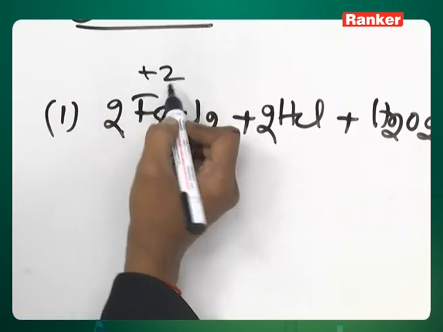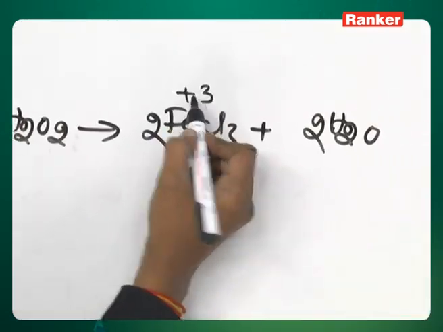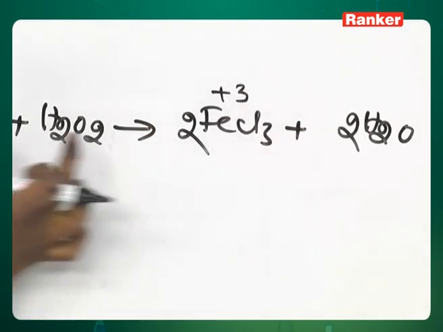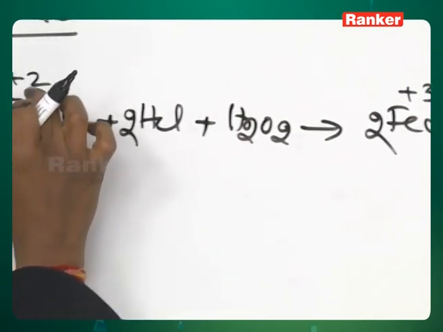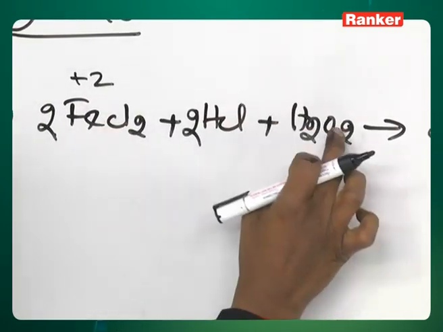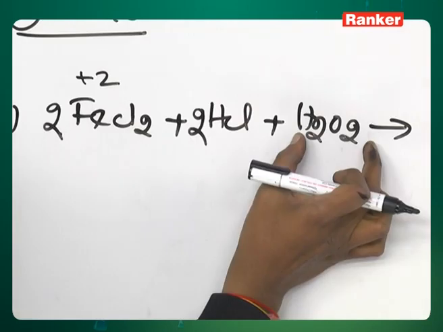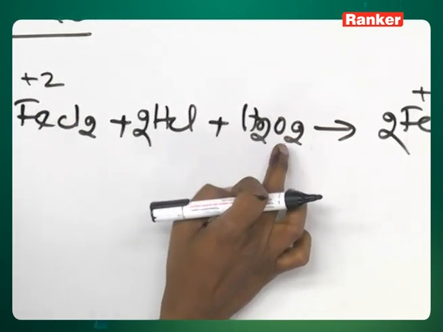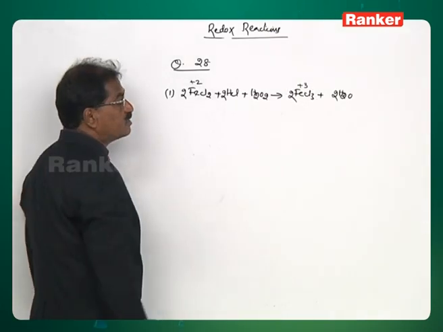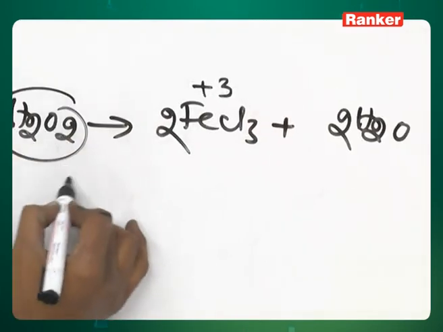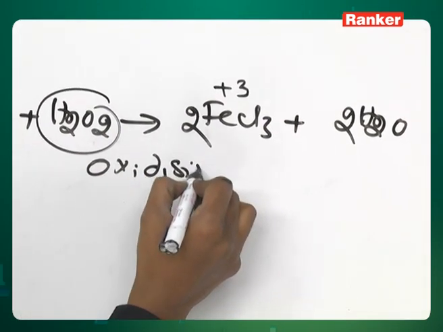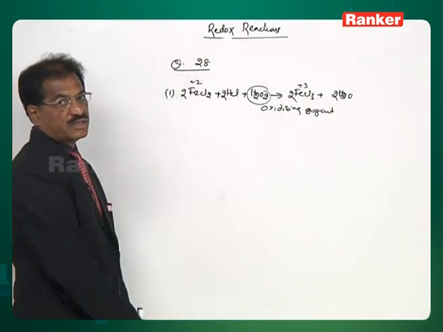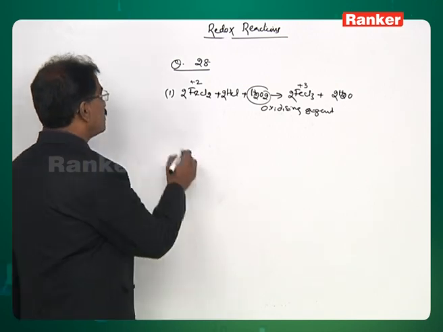Here, iron is in +2 oxidation state. Here, iron is in +3 oxidation state. That means iron has undergone oxidation. Since it has undergone oxidation, the hydrogen peroxide must have absorbed these electrons. Therefore, because of hydrogen peroxide, FeCl2 has undergone oxidation. Therefore, we can say H2O2 is acting as the oxidizing agent. But in the question, we have to identify the reaction in which H2O2 acts as the reducing agent.